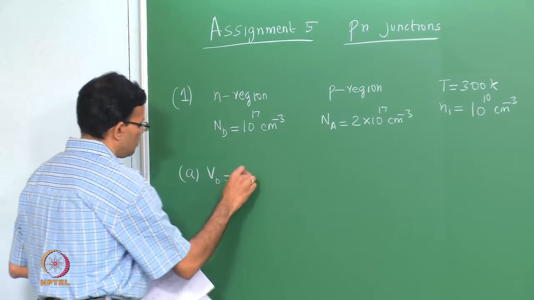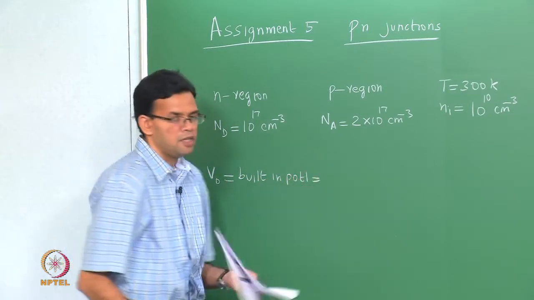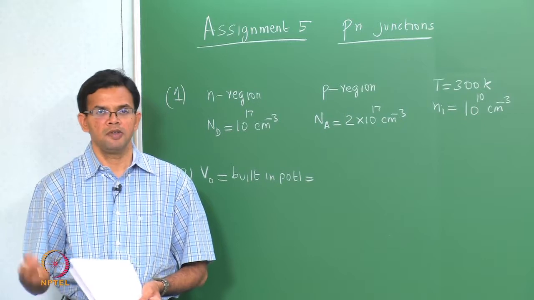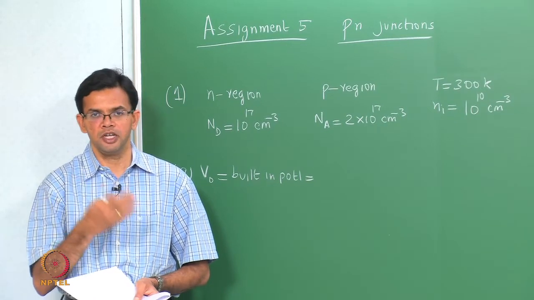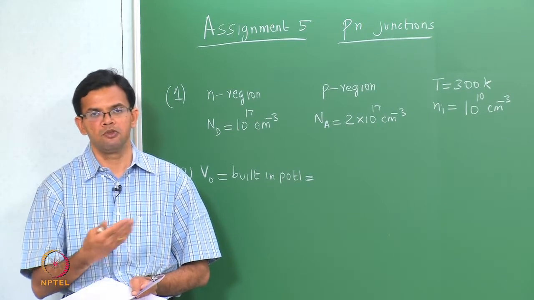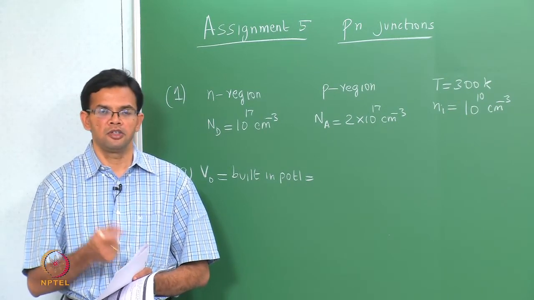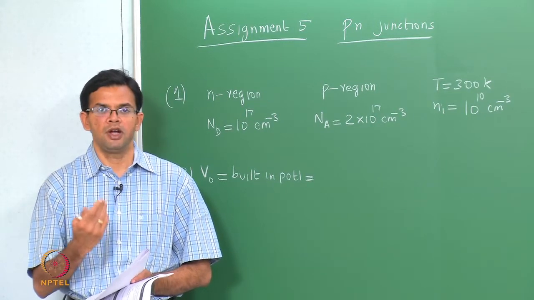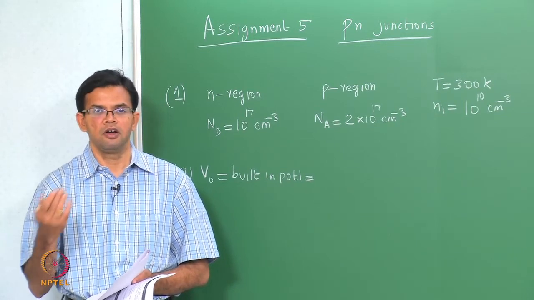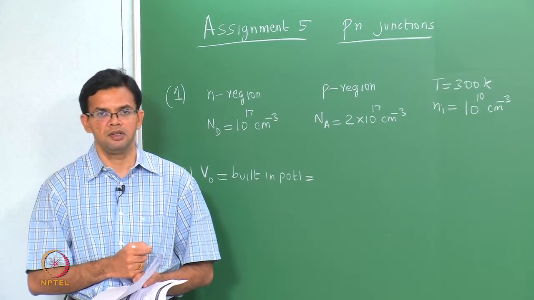So, V naught is the built in potential. It is the potential when the junction is in equilibrium, and this forms because we have electrons from the N side moving into the P side. This is a diffusion current. We have holes from the P side moving to the N side. These essentially meet each other and annihilate, so that you have a depletion region. On one side of the depletion region, you have a net positive charge. This is the N side. On the other side, you have a net negative charge. That is your P side, and there is a junction potential that develops.